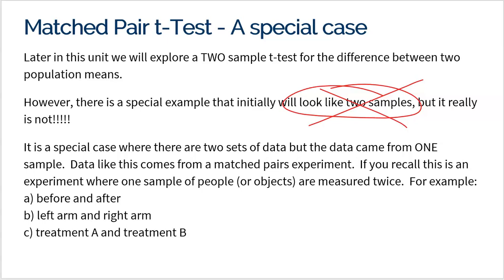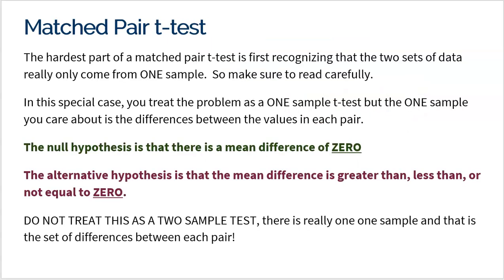Now, in all of these cases, the idea is it's going to look like you have two sets of data, but you really only have one set of data, and the set of data you care about is the differences. So you've got to emphasize this, and I've got to make sure I spend some quality time on this, because later on in this unit, a couple of topics from now, we are going to start looking at two samples. But that is when you clearly have two samples: boys, girls, Americans, Canadians, right? We're not talking about that right now. We're talking about one sample that gets measured twice, okay? So the hardest part of a matched pair t-test is just first recognizing that the two sets of data really come from one sample. So you've got to make sure that you read this carefully.